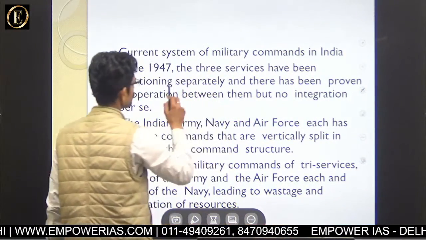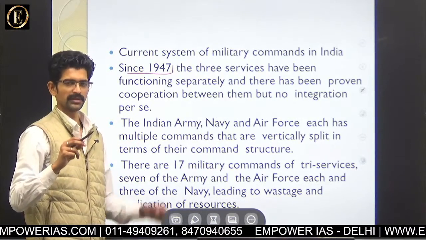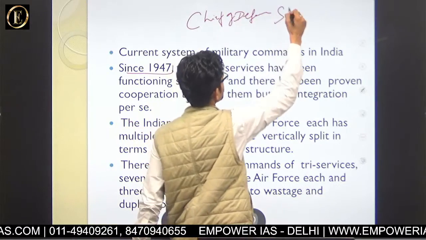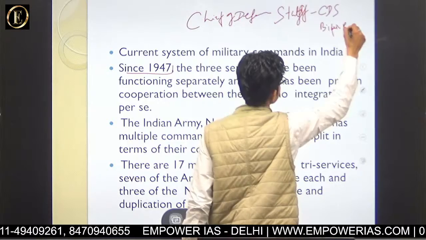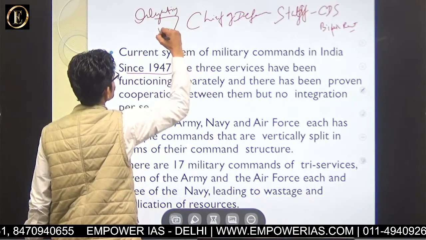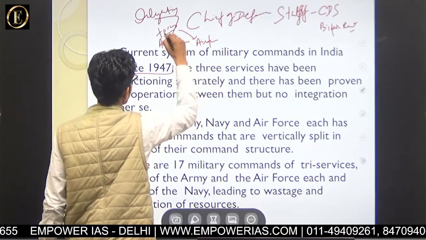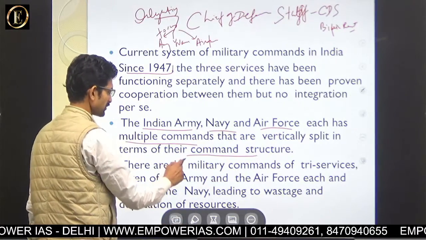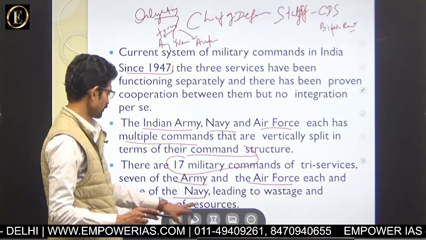Now the current system of military commands in India goes from 1947 after independence, where there has been integration of the Indian Army, Navy and Air Force by creating a post of Chief of Defence Staff. So CDS की पोस्ट हमने बनाई, जिसमें कि CDS Bipin Rawat was the first 5-star CDS officer for integrating all the forces. So integrating forces via Army, Navy and Air Force. The Indian Army, Navy and Air Force have multiple commands vertically split into the command structure, and there are 17 military commands for the tri-services, Army, Air Force and Indian Navy, leading to the wastage and duplication of resources.